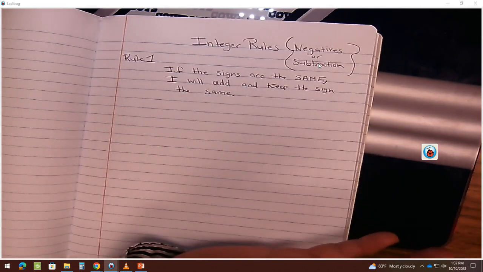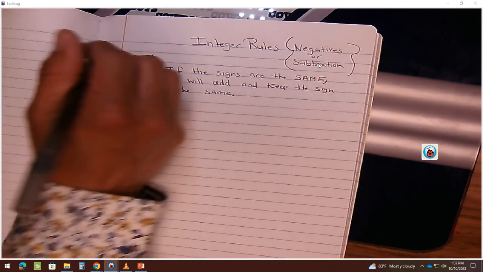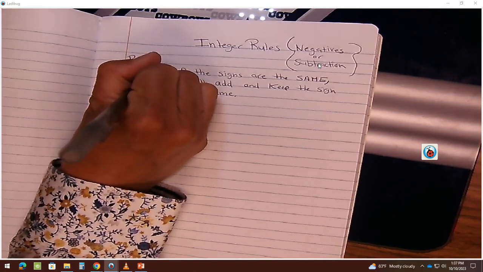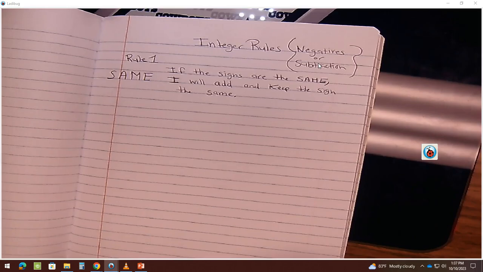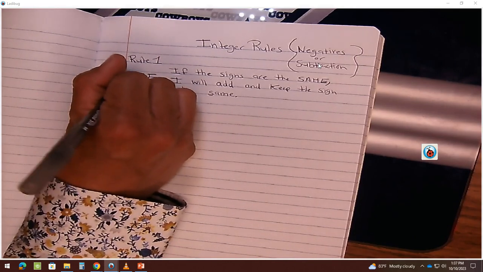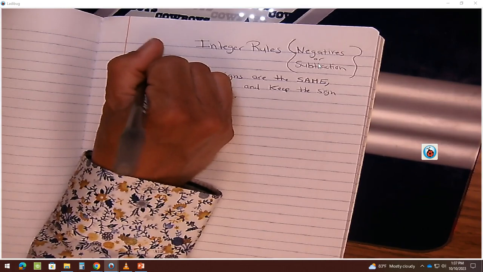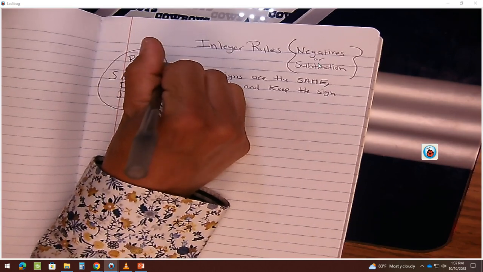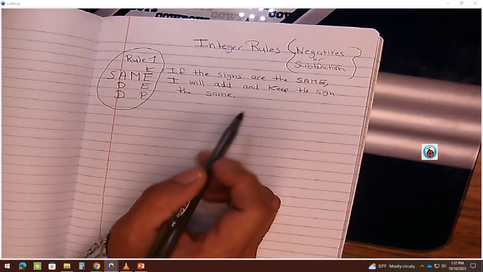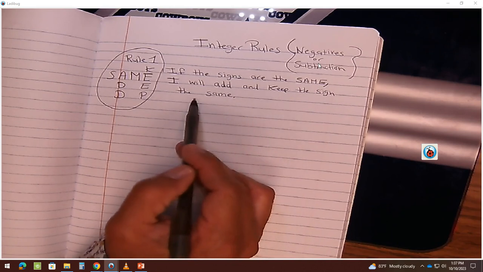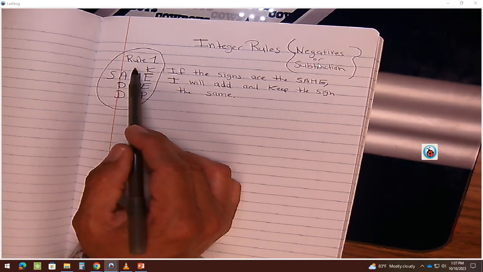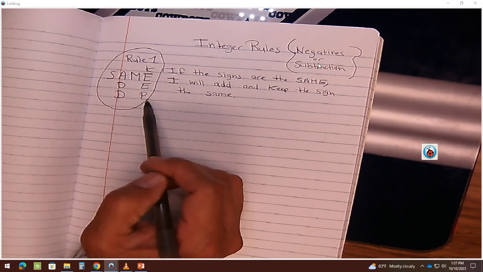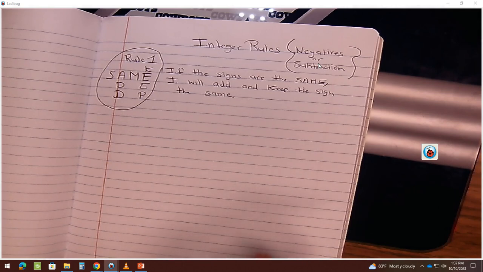Now you're probably like, what does all this mean? Right now I'm gonna teach you. So the strategy for rule one is we use this big word, like we make it big like this, SAME. The reason I put the word same is because the A is gonna remind me to add, and the E is gonna remind me to keep. So this is actually the strategy. This is a whole note. If the signs are the same, I will add and keep the sign the same. So I need to remember that if the signs are the same, I'm gonna write quickly my strategy, same, and I'm gonna put A add and E keep. And right now that I go over it, you're gonna see what I'm talking about.